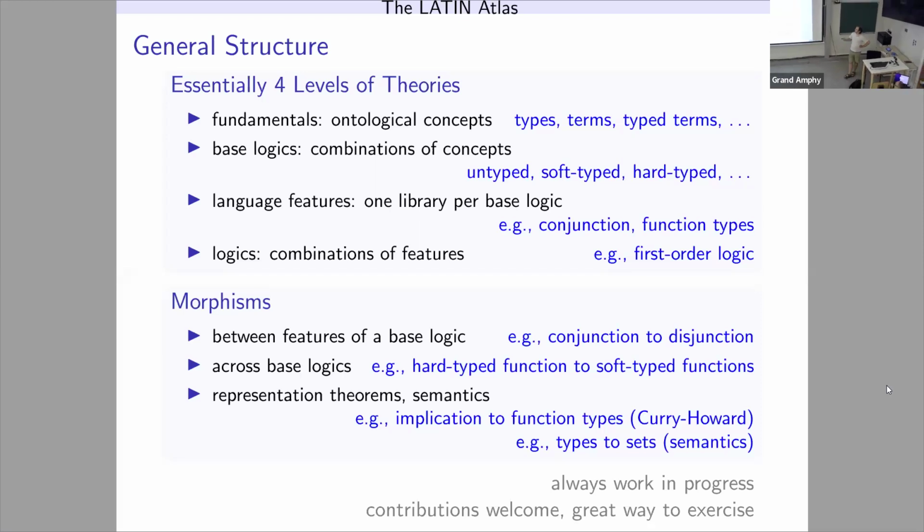And at the next level, we combine these concepts into our base languages. Remember yesterday I showed you those 5 base languages. And then the actual work can start. Relative to one of the base languages, we formalize features like conjunction, function type, and so on. And then we build the actual logics we're interested in by just combining the features.